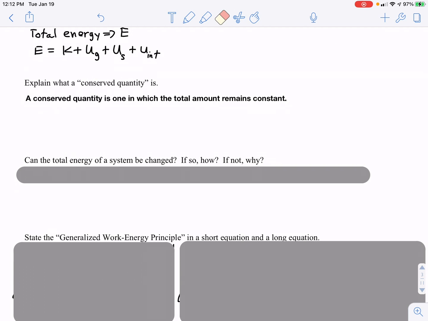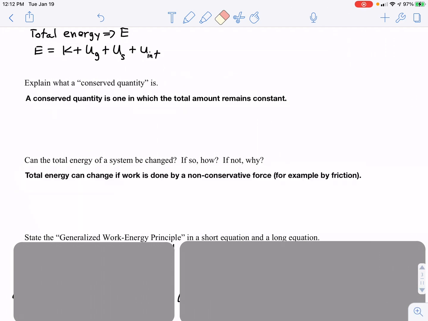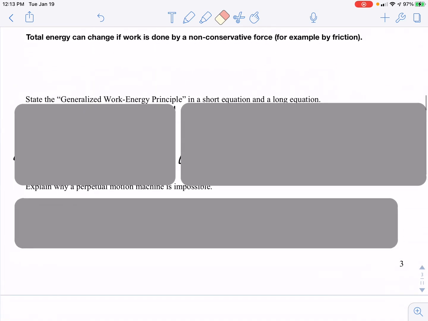Can the total energy of a system be changed? If so, how? If not, why? Well, the total energy can change if the work is done by a non-conservative force. For example, work done by friction. We'll get into non-conservative forces a little bit more later on.